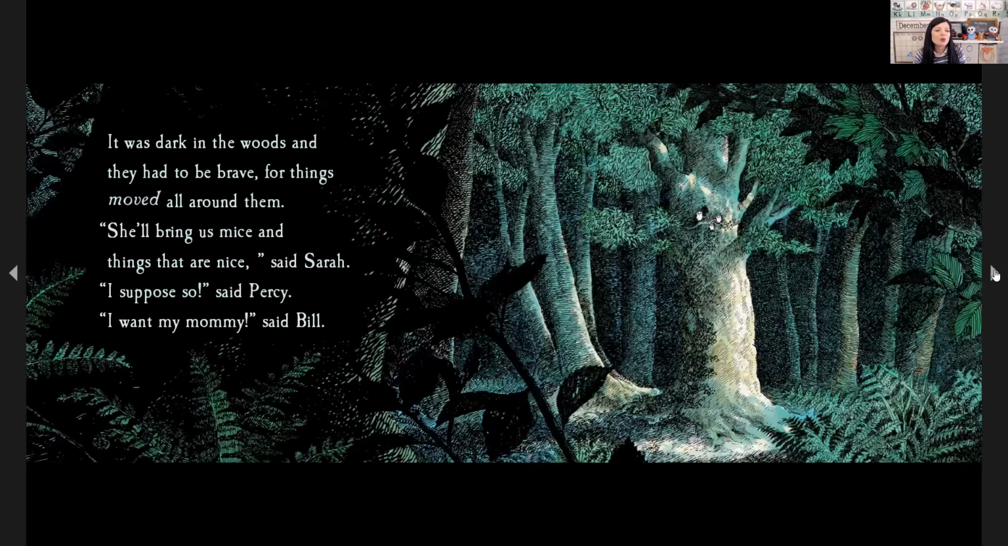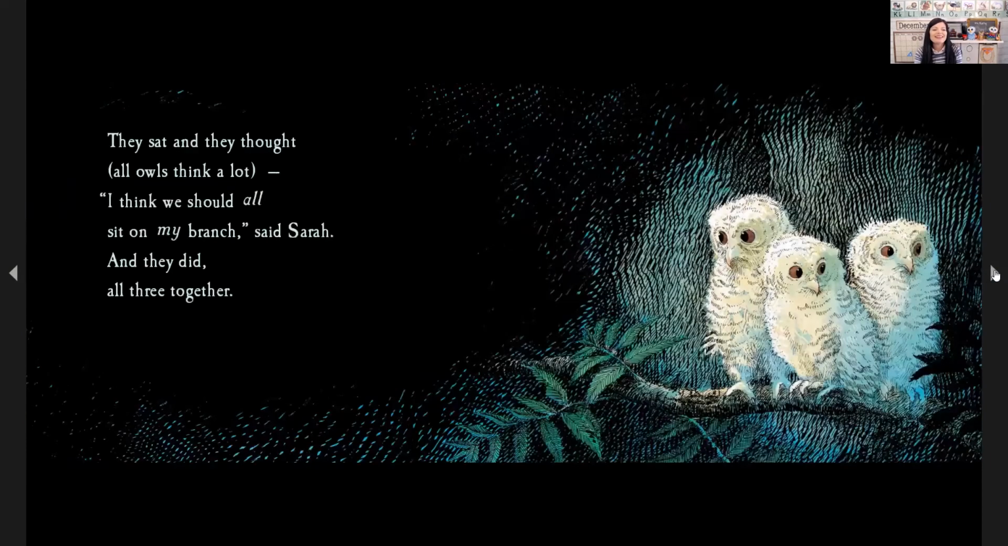It was dark in the woods and they had to be brave, for things moved all around them. "She'll be here with mice and all kinds of nice things," said Sarah. "I suppose so," said Percy. "I want my Mommy," said Bill. They sat and they thought. All owls think a lot. "I think we should all sit on my branch," said Sarah, and they did. All three together.